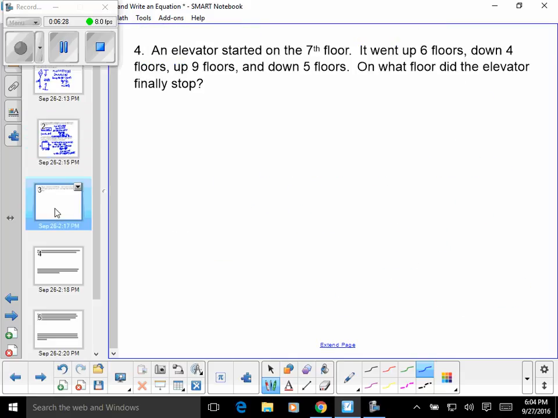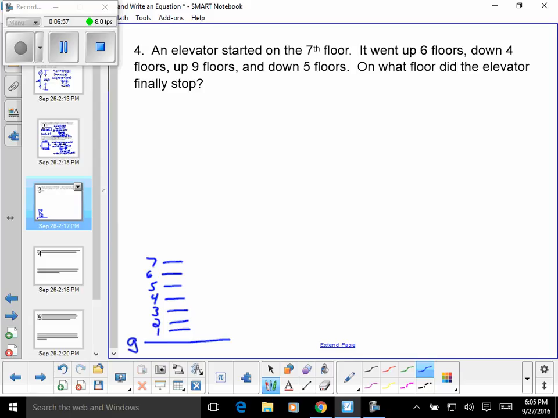Number 4 does not require an equation. Sometimes you're going to get problems like this. If you can draw them out, you got it. So your drawing is your work. Here's the ground floor for the elevator. It says the elevator is going to start on the 7th floor. 1, 2, 3, 4, 5, 6, 7. If you want, put in the little numbers. Let you keep track of things.